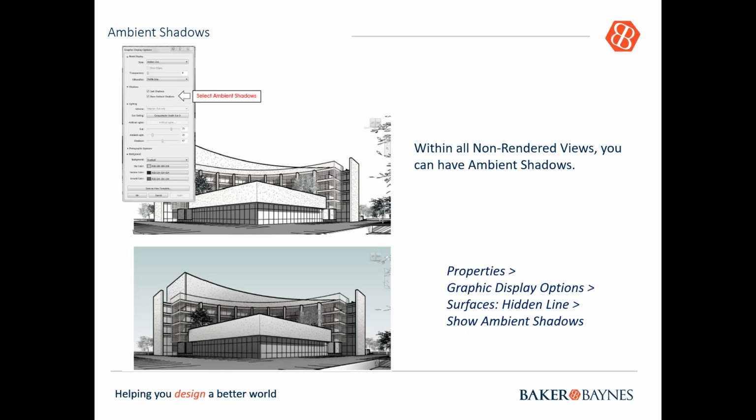There's also something in Revit known as ambient shadows, and this you can do with all non-rendered views. The way you would choose it is, again, you go into your properties, graphic display options, surfaces, and hidden lines. I'm not sure if this is big enough for you to see, but if it's not, you can download this presentation afterwards and you'll be able to see where to find it. Otherwise, as I mentioned, my details will be available on the last slide. Again, you can see the differences in these two images when you're using ambient shadows or not.